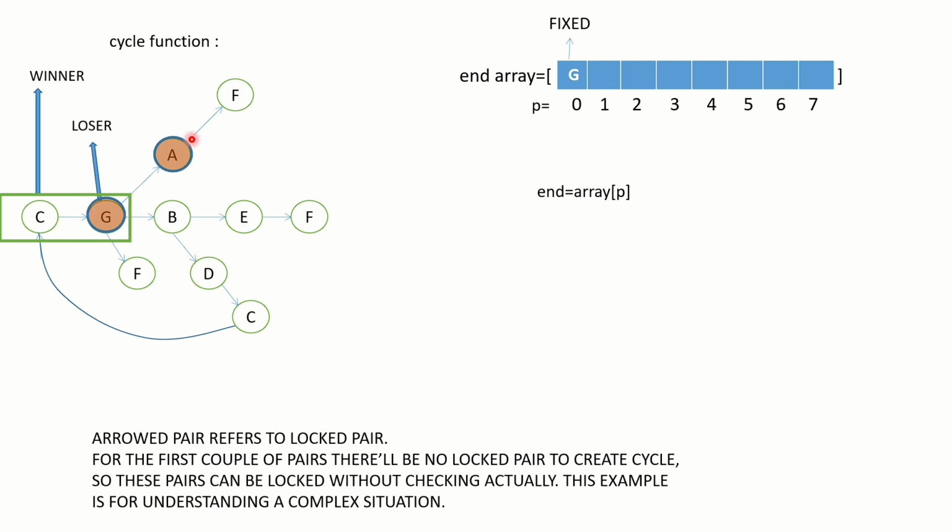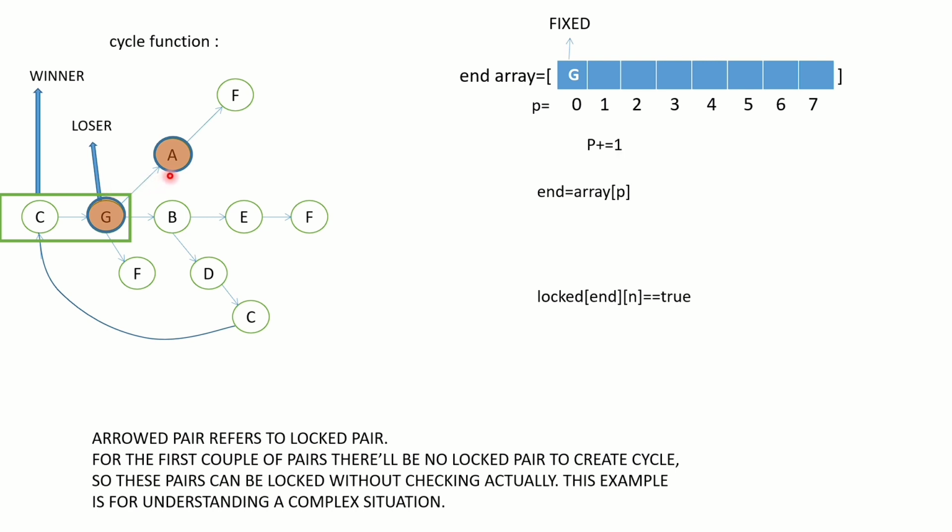We show the cycle function should return false actually. So the first one is GA. Here in this GA pair, G is the winner and A is the loser. So we check if this pair is locked or not. It is locked because locked[G][A] is true.